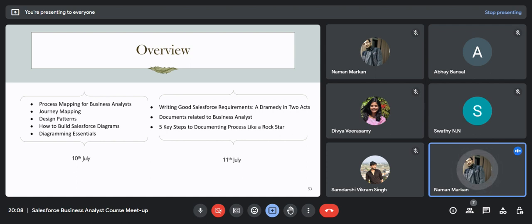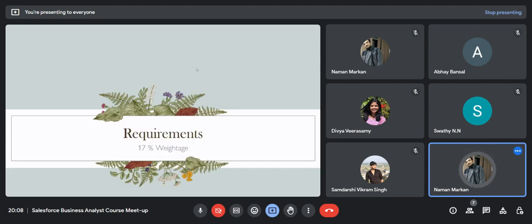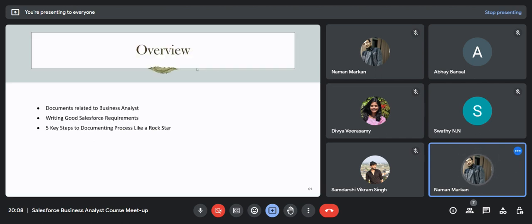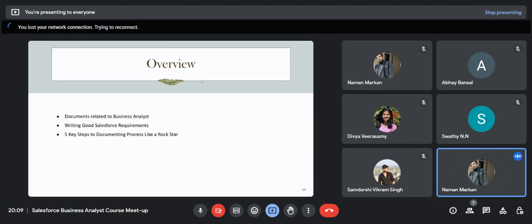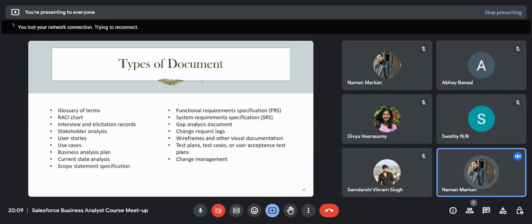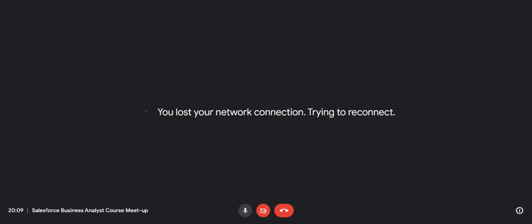From today onwards, we will be looking into the requirement side, which has a 17% weightage in our course. In requirements, we have to look into documents related to the analyst, the Salesforce requirement, the essential writing skills, and the key steps related to documenting a requirement. You can see there are types of documents related to the business analyst course, which we also showed you in the last slide.